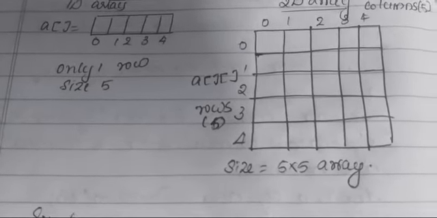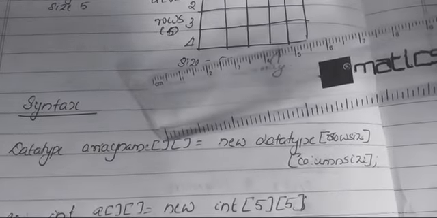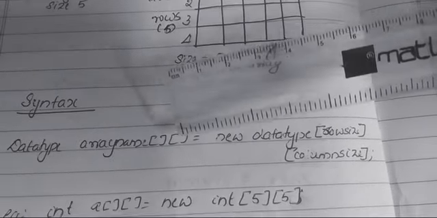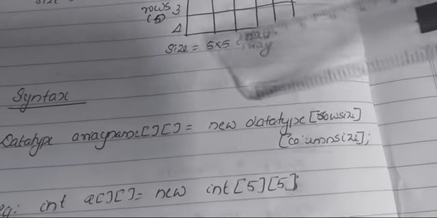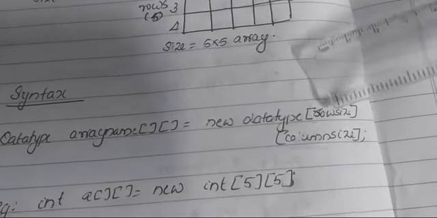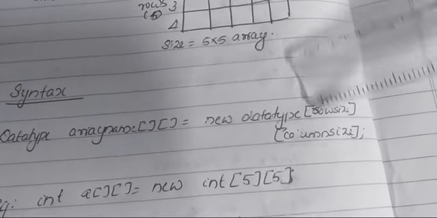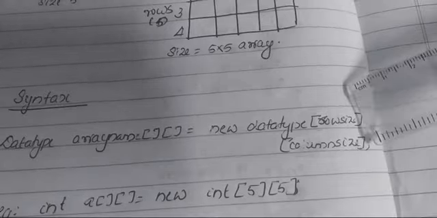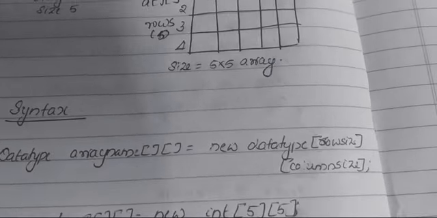So let's see how to declare a two-dimensional array. This is the syntax of declaring a two-dimensional array. That is data type, array name, then two sets of square brackets, equal to new data type, and first we give the row size, then the column size. Both of them are given in square brackets. After that, a semicolon. So this is the syntax of declaring a two-dimensional array.